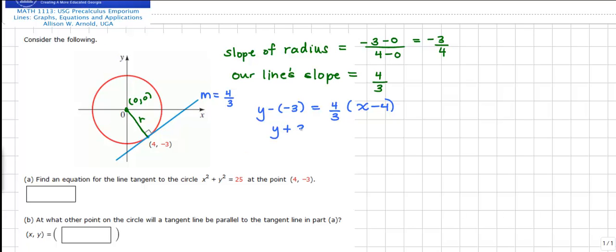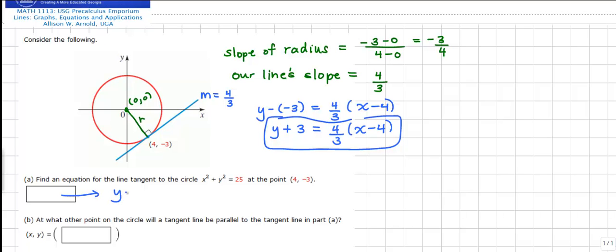We can clean it up a little bit. y plus 3 equals 4/3 times x minus 4. And that is a perfectly good form of the equation of the line. And it's fine for our box. In our last example, we discussed whether or not there would be a y equals outside the box. That would determine how many options you have for entering your answer. So we can actually just leave our answer in point-slope form.